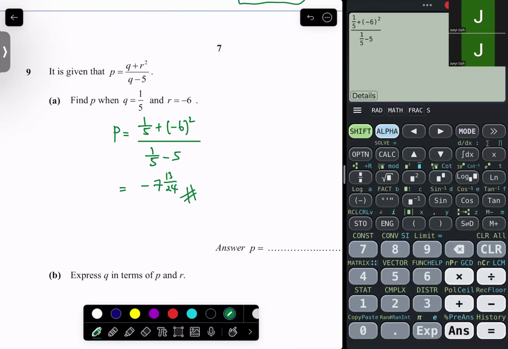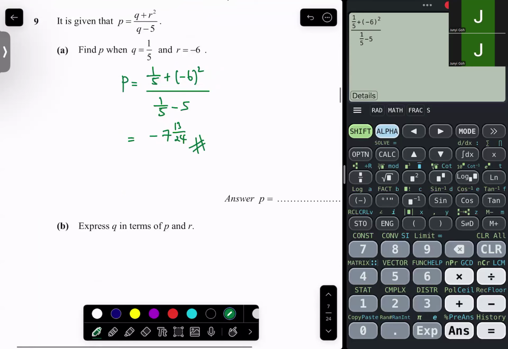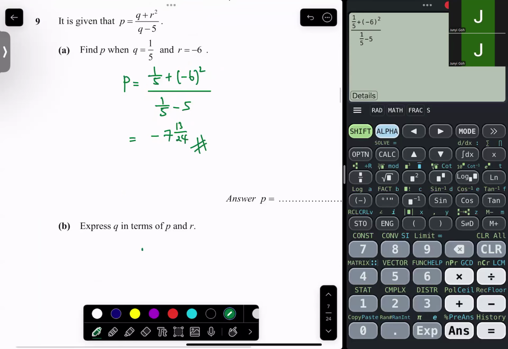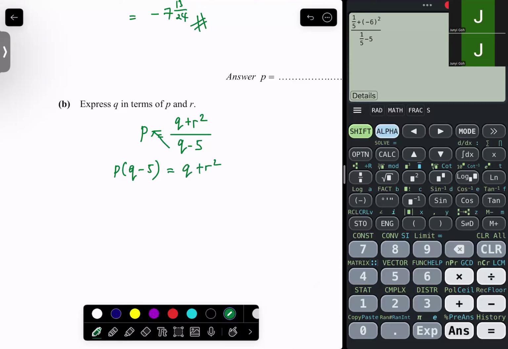Okay. Now, express Q in terms of P and R. A lot of students get this question wrong. Okay, so here's what we have to do. P equals Q plus R squared over Q minus 5. Since the fraction is irritating, what we'll do is cross multiply. So I'll have P bracket Q minus 5 equals Q plus R squared. Expanding, PQ minus 5P equals Q plus R squared.